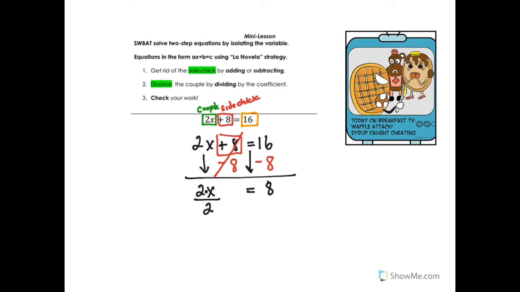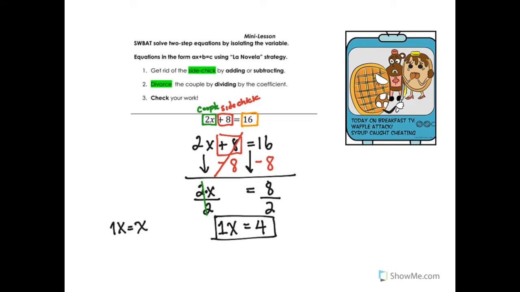And again, I have to always keep things balanced. So whatever I do on one side, I must always do to the other. So if I divided by 2 on this side, then I'm also going to divide by 2 on this side over here. When I do that, 2 divided by 2 actually gives me 1. So I'm left with 1x, or just x, because 1x is the same thing as x, is equal to 4. And now we've actually solved our equation. In this case, x is equal to 4.